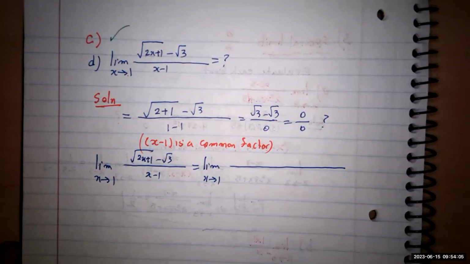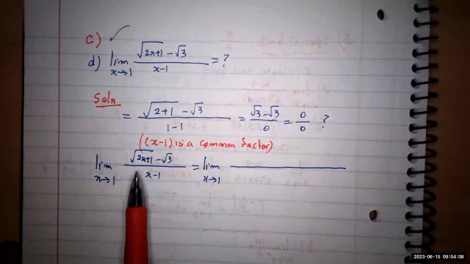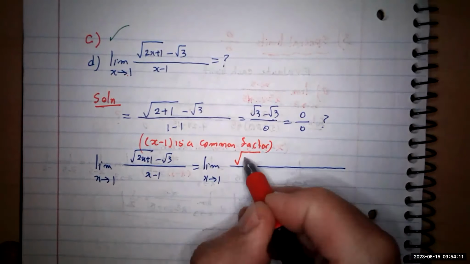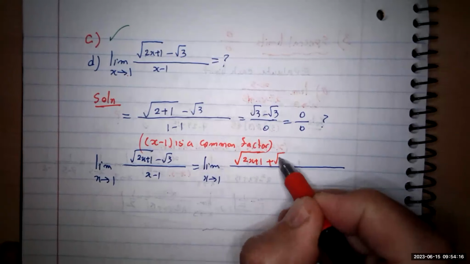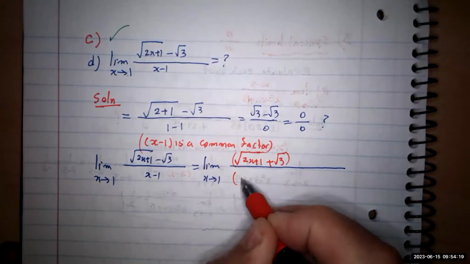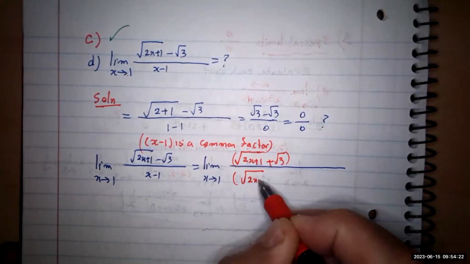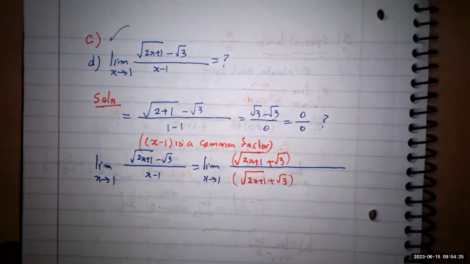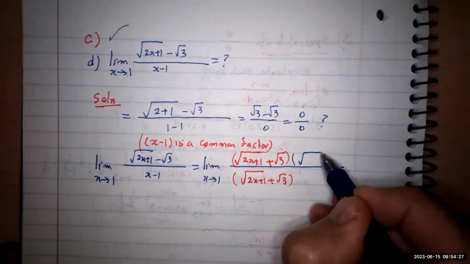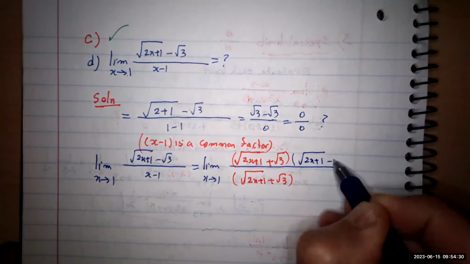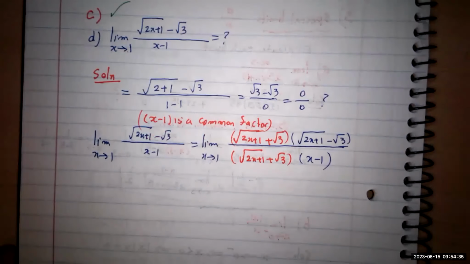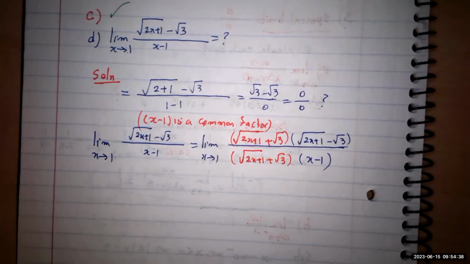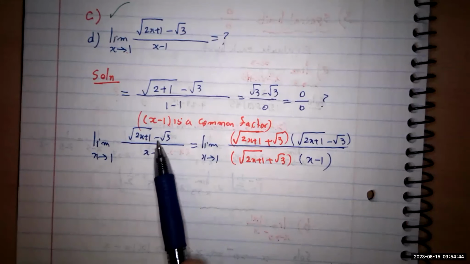You multiply the top and the bottom by the conjugate of the top. The conjugate would be radical 2x plus 1, just changing the middle sign, plus radical 3. That's for the top. The same thing down the bottom, 2x plus 1 radical 3. So this is radical 2x plus 1 minus radical 3, and this is x minus 1. Okay, so I multiply the top and the bottom by the conjugate of the radical expression. Conjugate means you change this one into the positive.